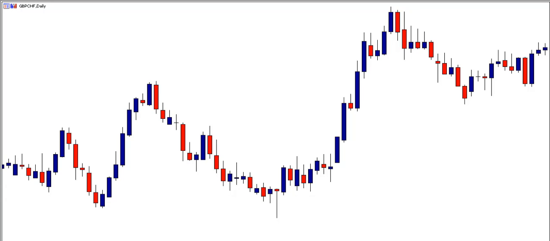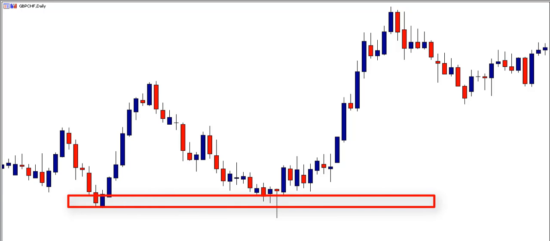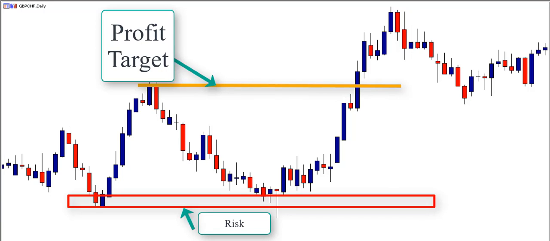To evaluate the risk to reward ratio, you should draw the demand zone. So the basing candle, as you can see, is this piercing pattern. To draw the zone, you draw the proximal line at the close of the second candle and the distal line at the lower shadow. So this is the demand zone, and this is approximately our risk. Our profit target is this resistance level.